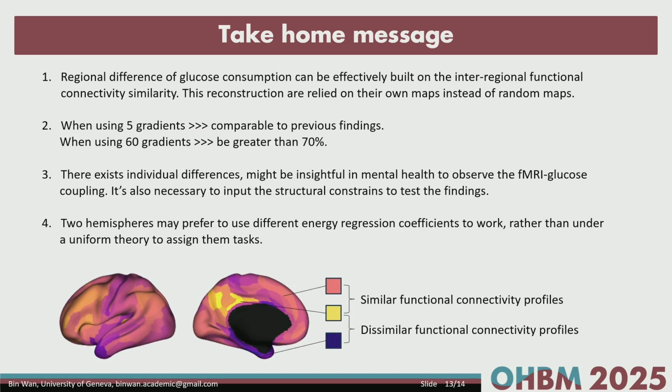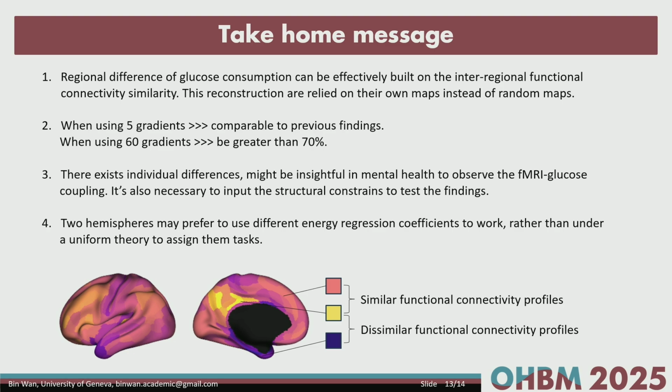And to conclude, we find the regional difference of glucose metabolism can be effectively built on the interregional functional connectivity similarity. And these reconstructions rely on their own maps instead of random maps. When we use 5 gradients of the functional connectome, it is comparable to previous findings. When we use 60 gradients, the explained variance could be greater than 70%. And there exist individual differences, which might be insightful for mental health to observe fMRI glucose coupling. It is also necessary to include structural constructs to test the findings.